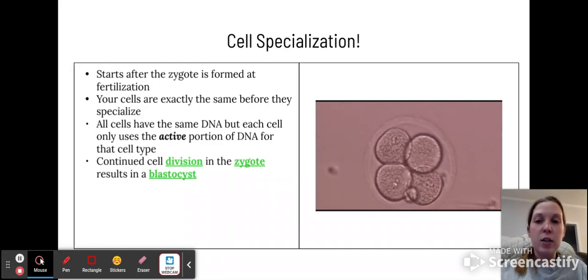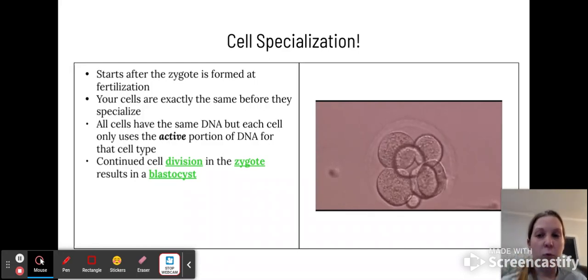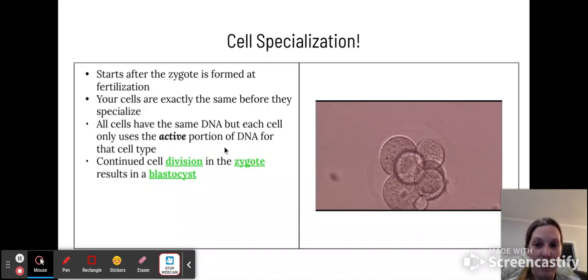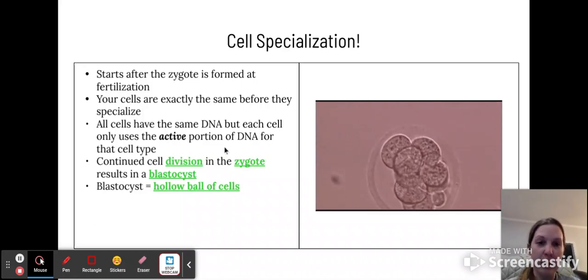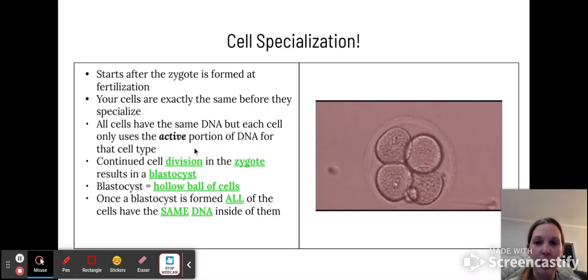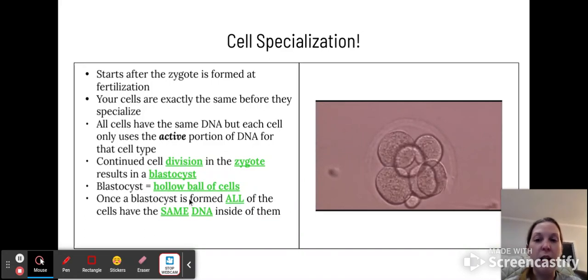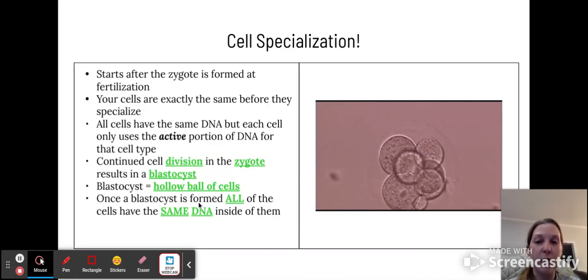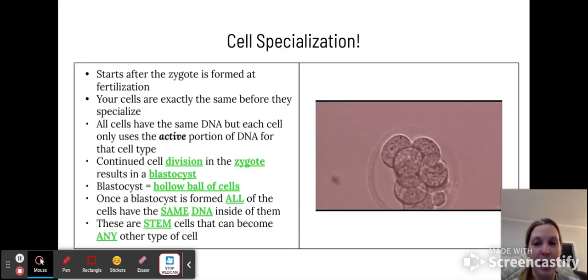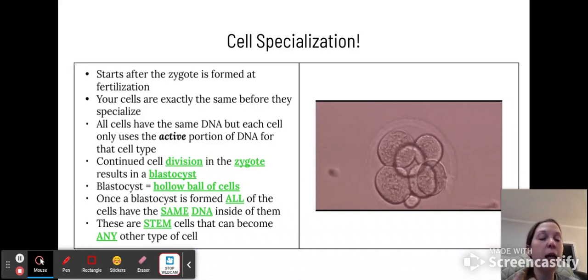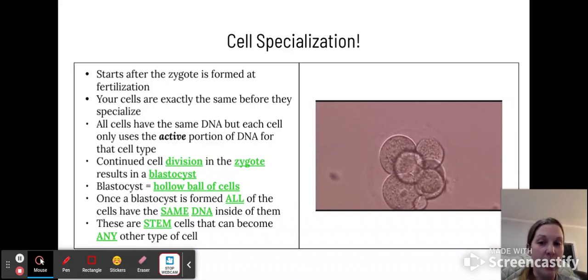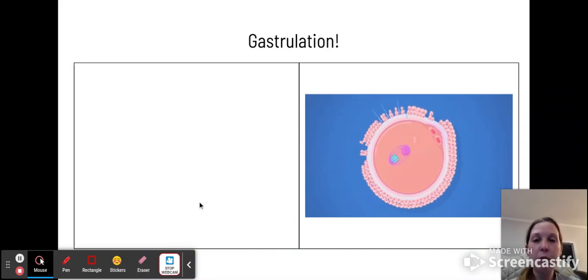And this continued cell division in the zygote will result in what's called a blastocyst. And this is the hollow ball of cells. So we can kind of see that happening here. Once a blastocyst is formed, all of the cells have the same DNA inside of them. And then these are your stem cells. So they can become any other type of cell once that active portion is activated.